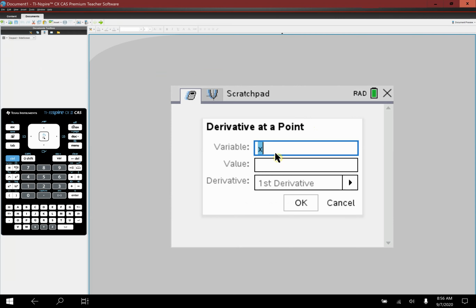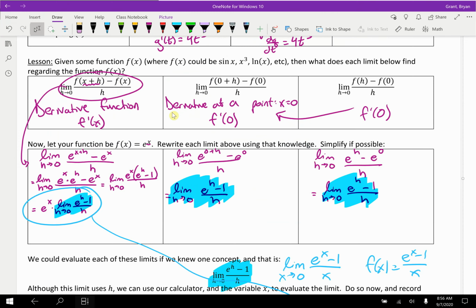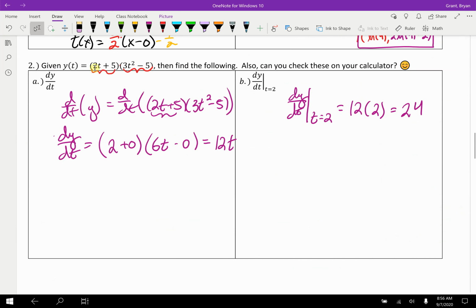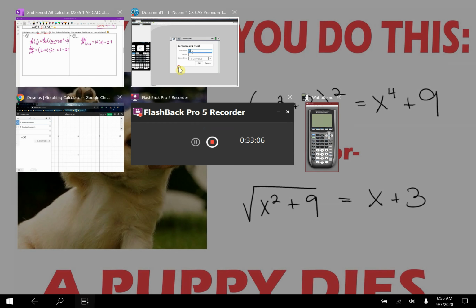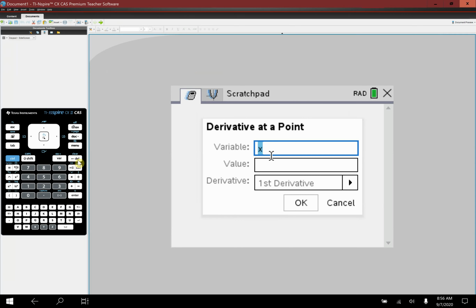You click derivative at a point. What variable do you want to use? Well, the variable that they used in this problem was t, and if you'd like to match it, you can. There's nothing wrong with treating this equation as 2x plus 5 times 3x squared minus 5, and you can use x all the way through. It's the same equation. But if you want to go ahead and use t, we can. So I'll do that one here. So I'll delete this one out. We're going to use the variable t because that sounds fun.